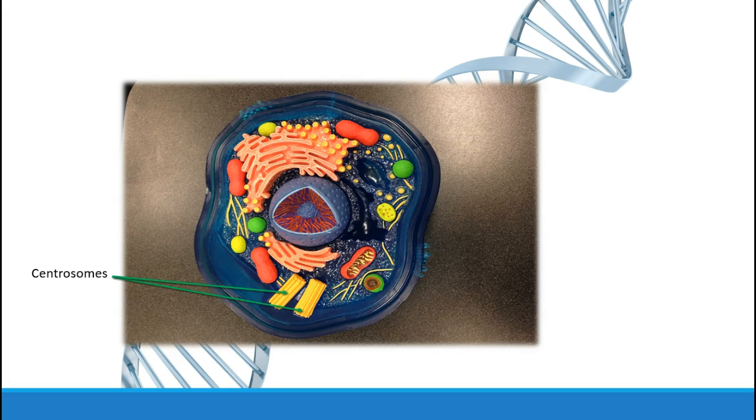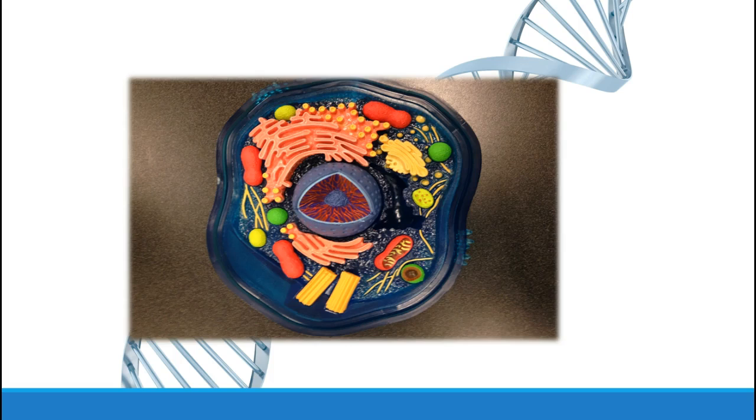The yellow rod organelles are called centrosomes. They are found only in animal cells. They pull replicated chromosomes in opposite directions to divide the cell.